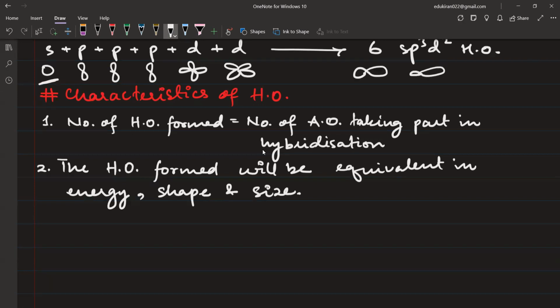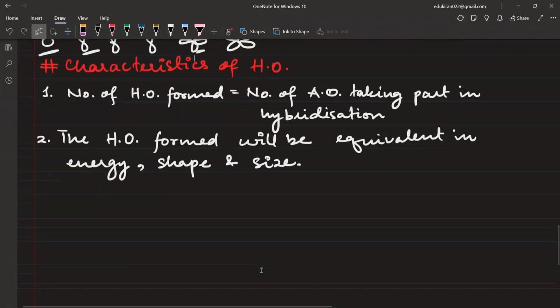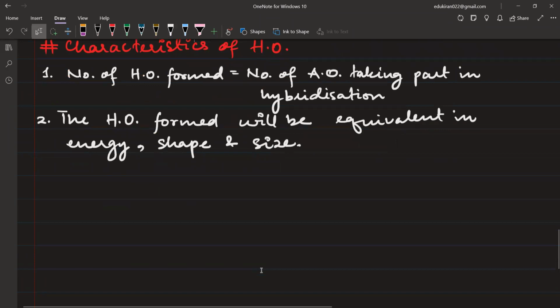As you know, s has the lowest energy, then we have p, then the d, which is further away from the nucleus, is having even higher energy. But in the case of the hybrid orbitals, all of them will have the same shape, size, and energy, because we have mixed them together. Right, next one.